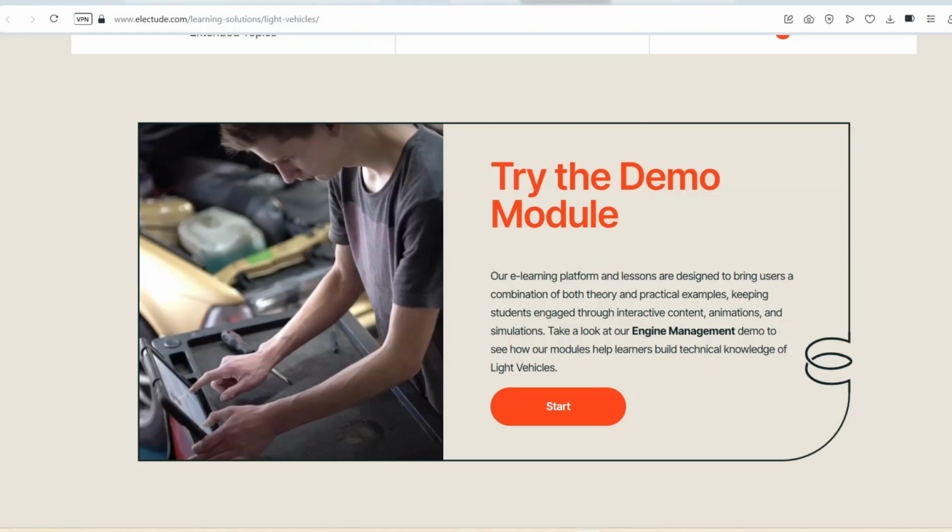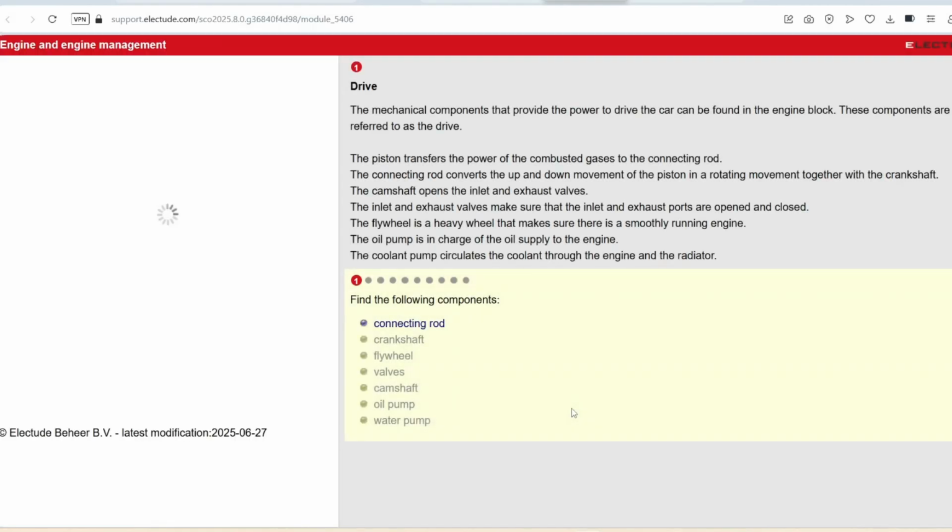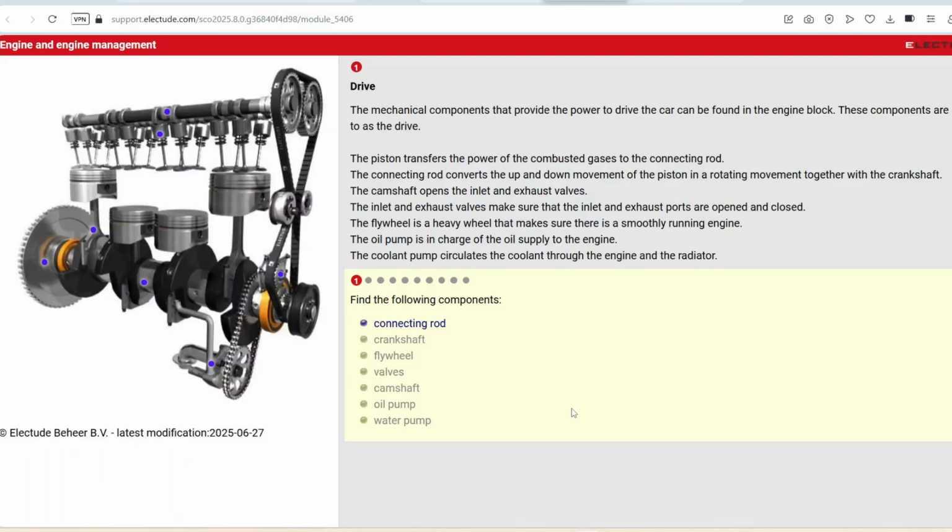We are going to attempt a demo class for Electude light vehicle. Let us start. It's loading up from the website. Yeah, so it is a class on engine and engine management.